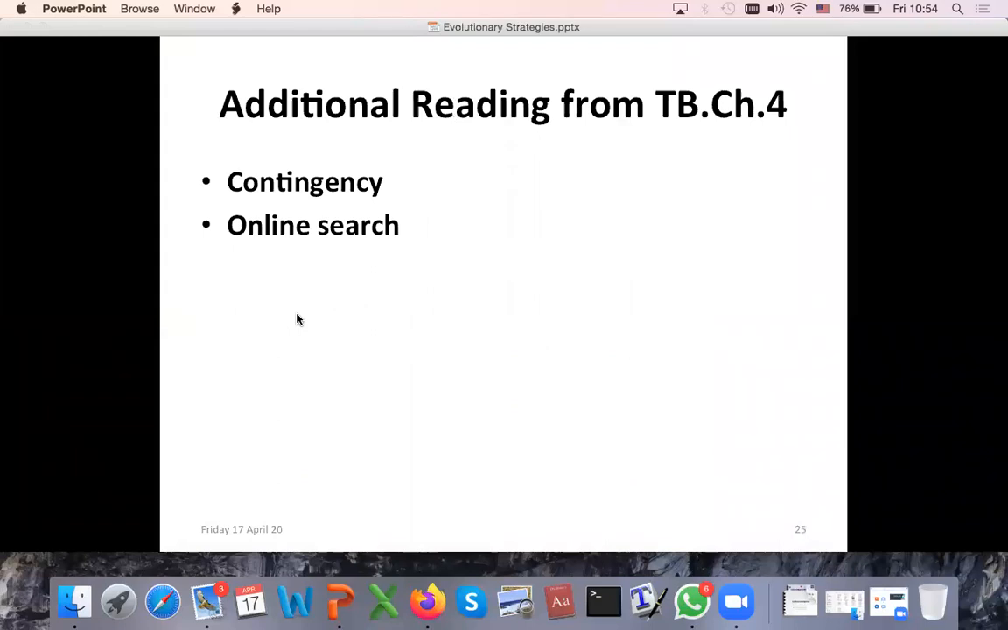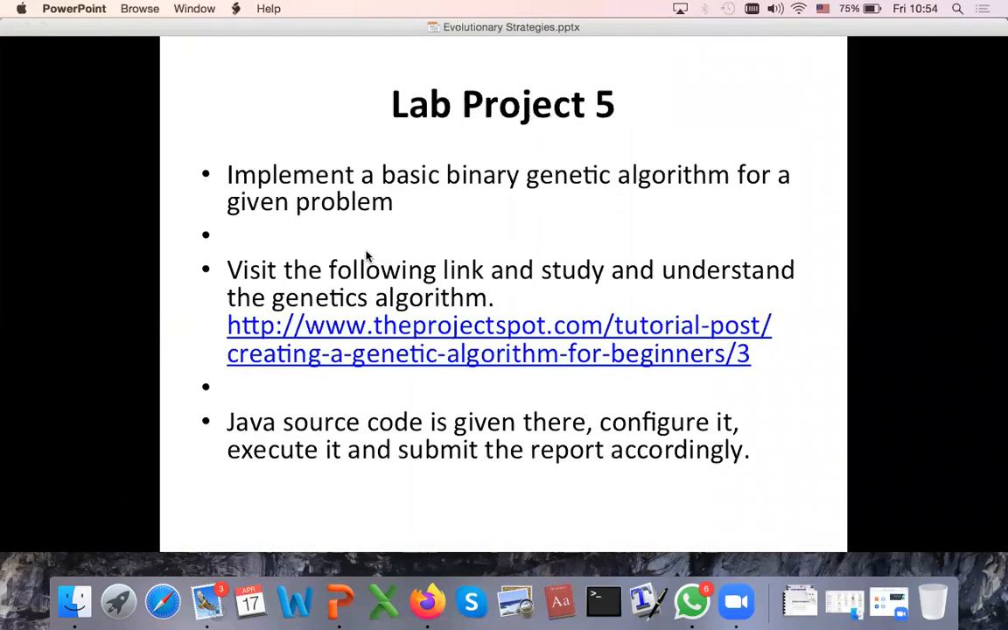So additional reading from the textbook, chapter 4. This is the textbook, not the reference book. You have to go into your textbook, and in chapter 4, you have to read about contingency and online search by yourself. And this is project 4 that you have to do.